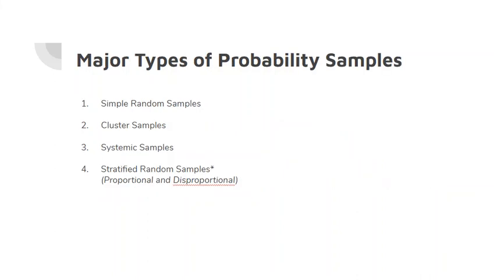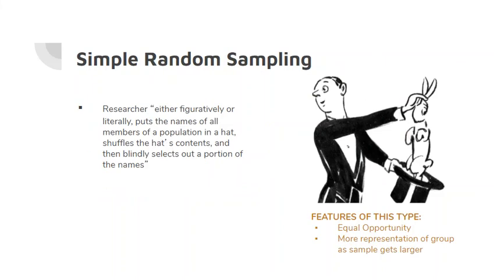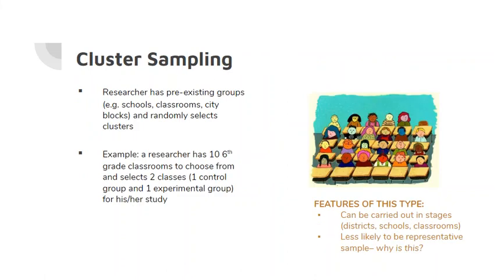Here's some samples. The examples would be random samples, literally drawing names out of a hat. Cluster sampling. We have some pre-existing groups. These are very common. A researcher has 10 sixth grade classrooms to choose from, selects 2 classes.